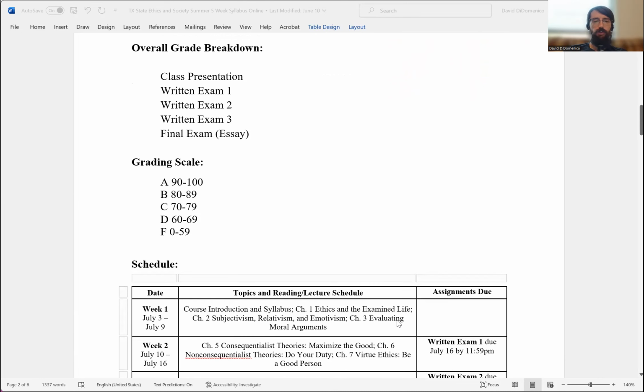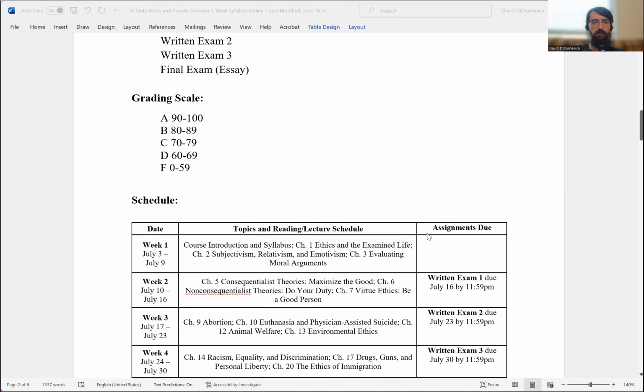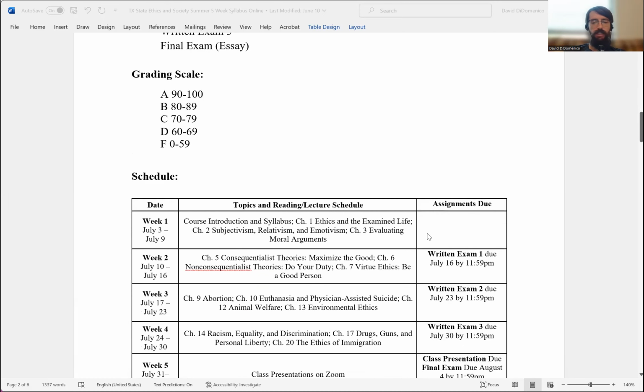In terms of your grade, there are 5 components. There's a class presentation the last week of classes, and also a final exam the last week of classes. There are 3 exams before that. These are all short answer exams that you're going to take on Canvas, and the due dates for each of those exams can be found on our schedule below, right under the grading scale, which is the standard grading scale.